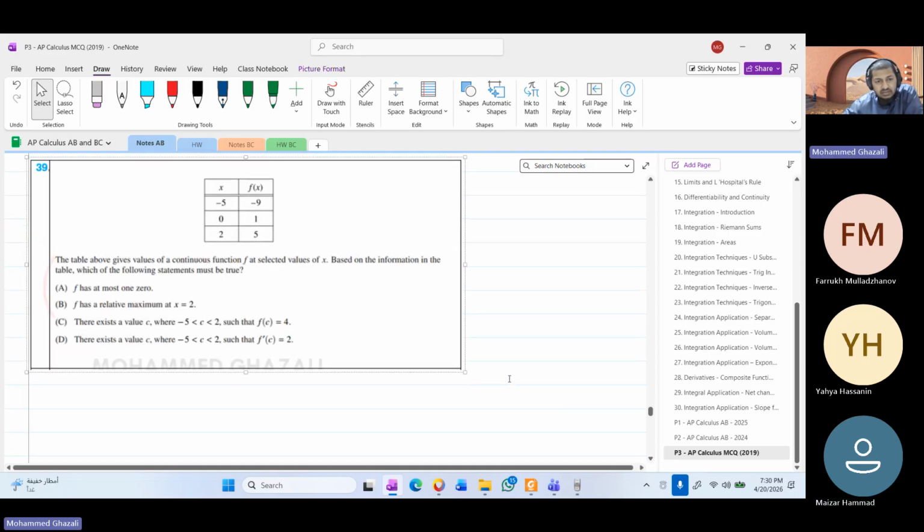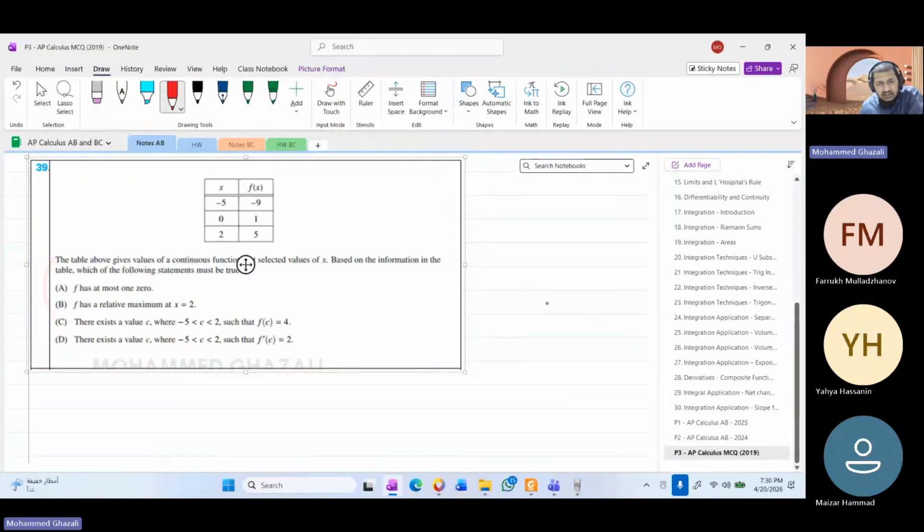All right, so let's look at question number 39. The table above gives values of a continuous function f at selected values of x. Based on the information in the table, which of the following statements must be true? f has at most 1 relative maximum at x is equal to 2. There exists a value of c where, okay.